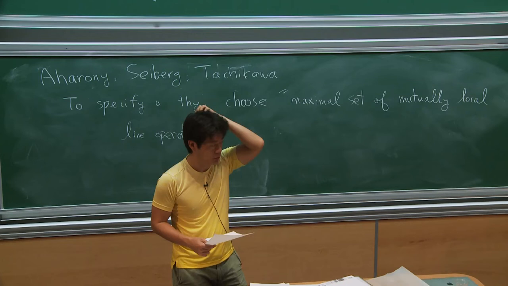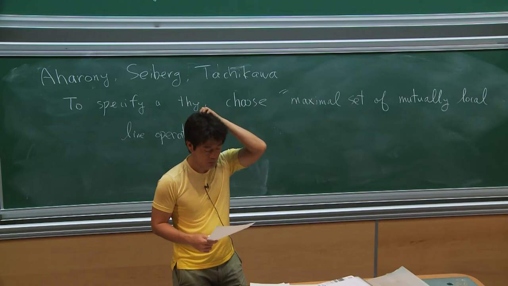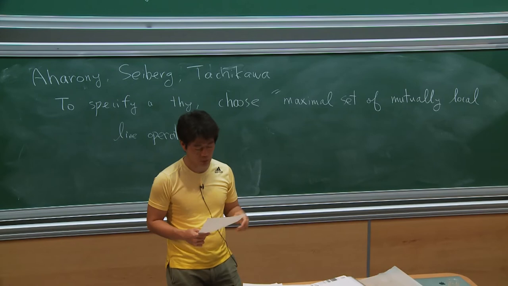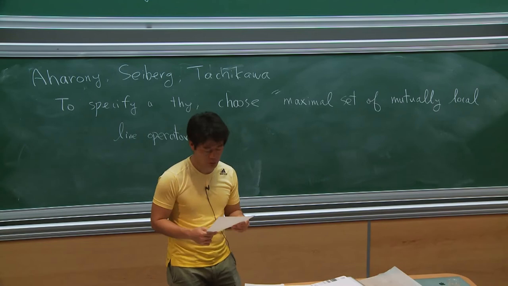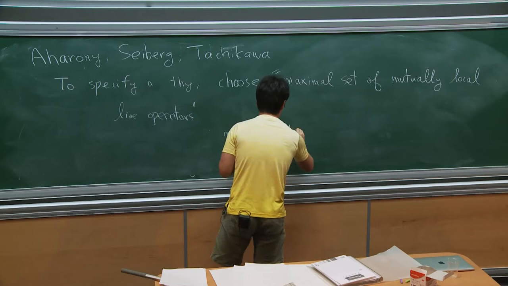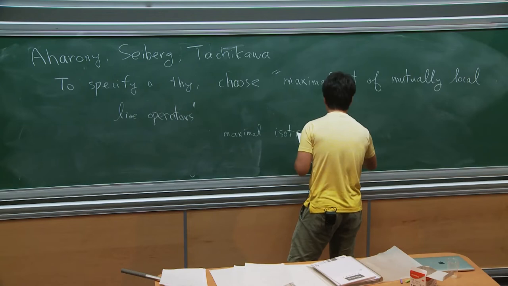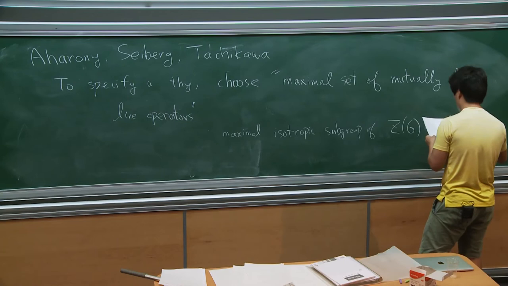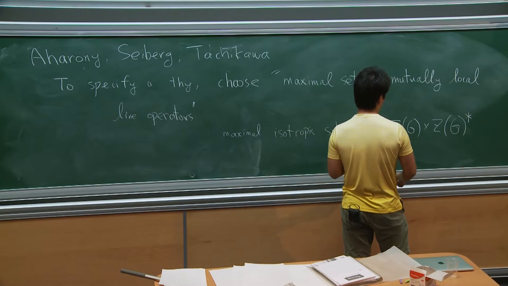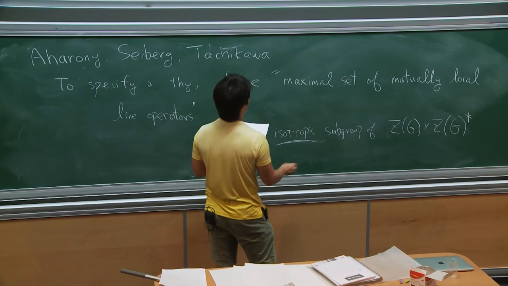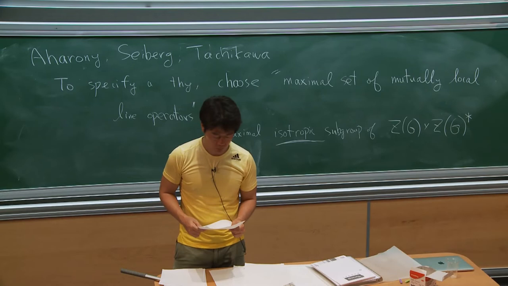And also, you can rephrase this in terms of the center of the gauge group. And so the choice corresponds to a choice of maximal isotropic subgroup of the center of the gauge group times the center of G star. So there is a pairing between the center and its dual. So the isotropy means this condition. Okay.